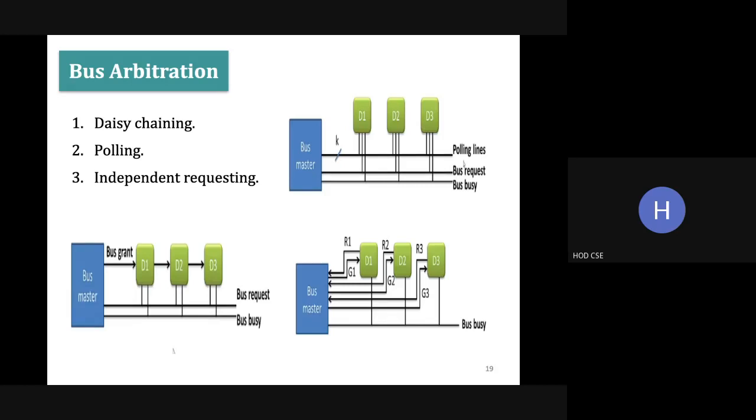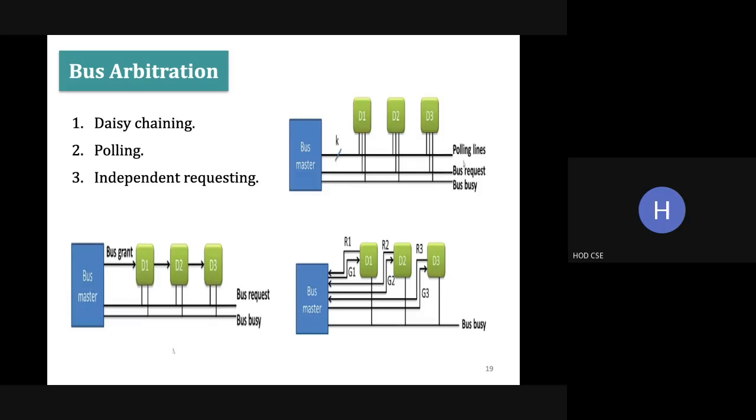When you are asked to explain about bus arbitration, it may be asked for 8 marks. You have to draw the diagrams and write an explanation about the diagrams. And also you have to mention all the advantages and disadvantages as I have told you. The materials will be available in the Google Classroom also.